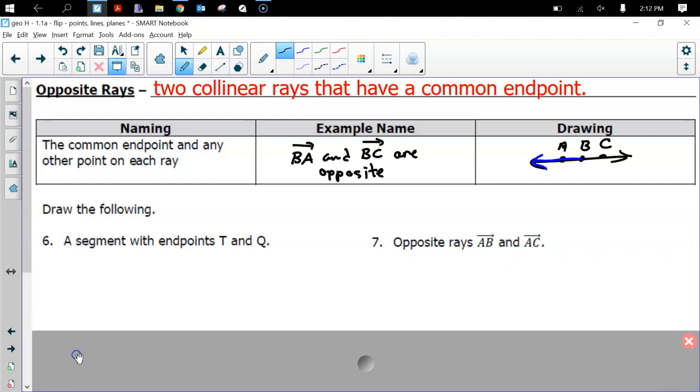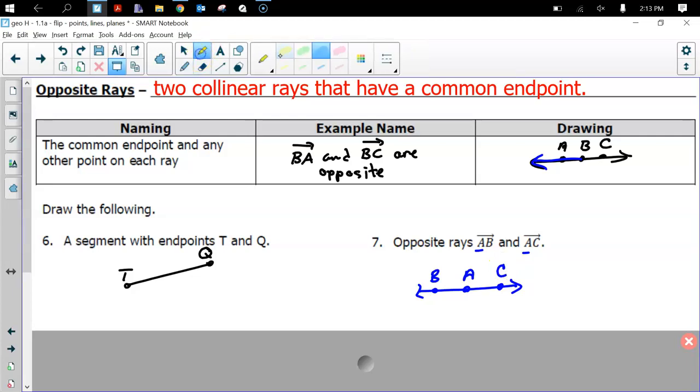All right, so a couple of drawings. A segment with endpoints T and Q. Keep in mind that T and Q are points, so they need to be capitalized. Opposite rays AB and AC. Well, they're opposite rays. They share an endpoint. The endpoint is A. So here's the endpoint. And then it doesn't matter if the B is on the left or the right, but B and C have to be on opposite sides of A. So we have ray AB, and we have ray AC. They are opposite rays.